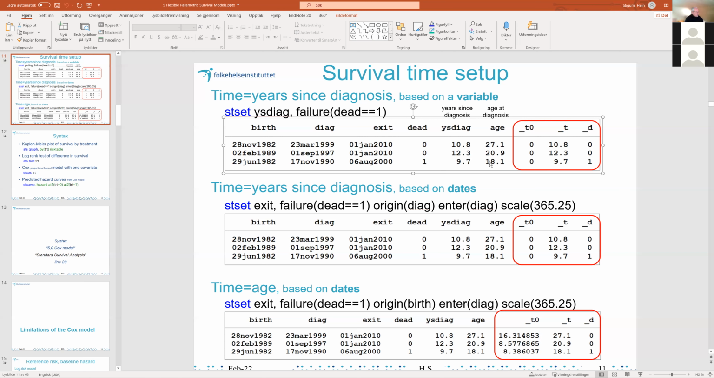Okay, so here we are doing the same type of analysis. It's years since diagnosis. This one is just based on the variable, and this is based on the dates. And this is showing us time as age, again based on dates. So these are the two different ways of thinking about this. I haven't shown you how to do this using calendar time as the time of analysis. That's not very often done, I think.